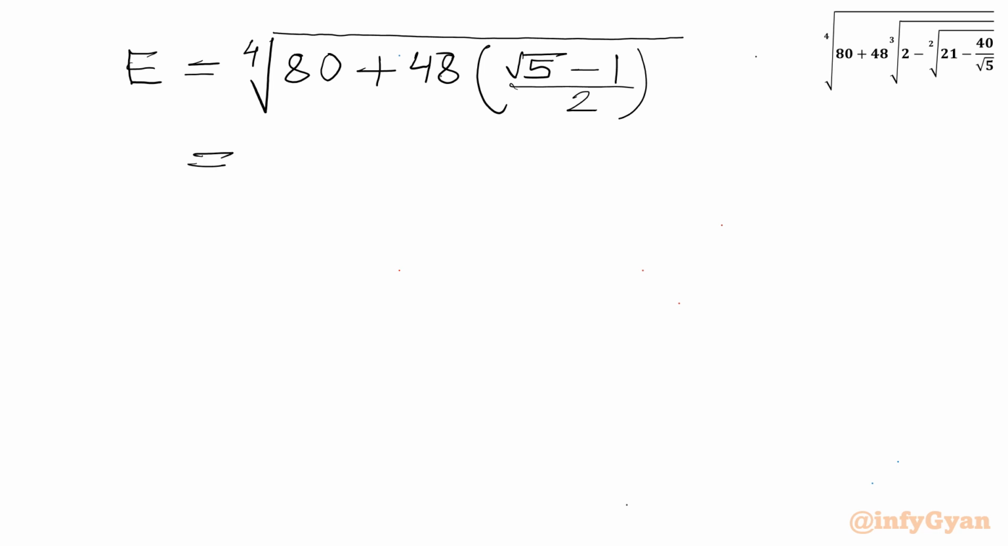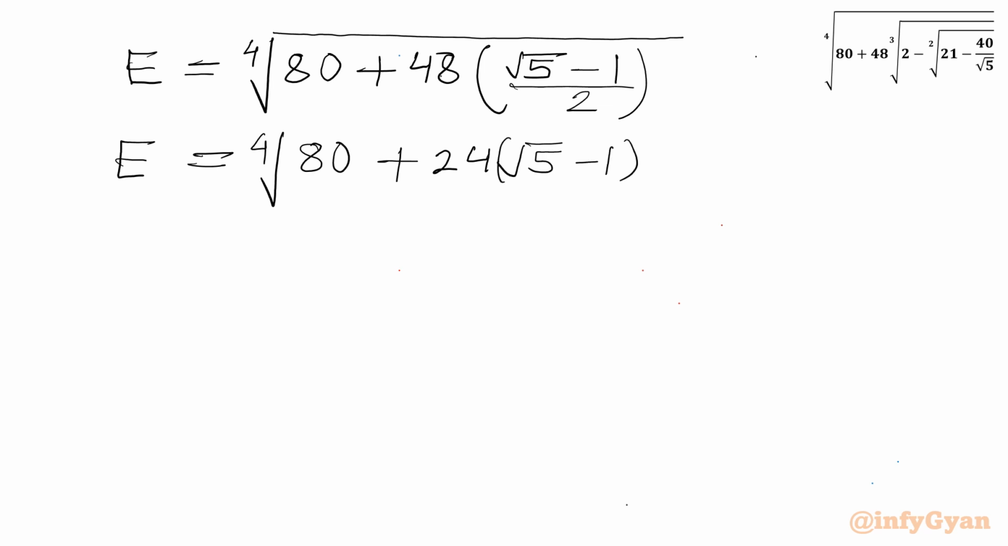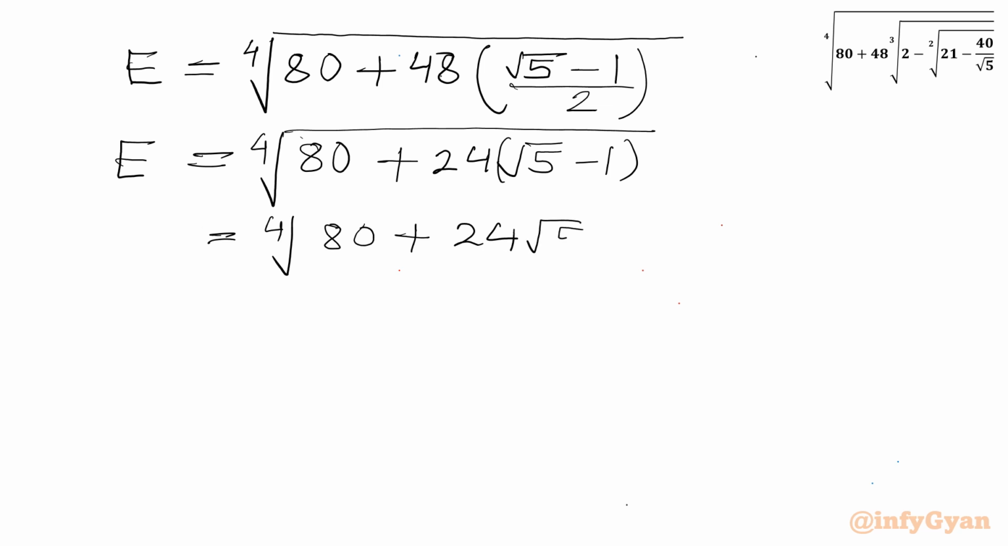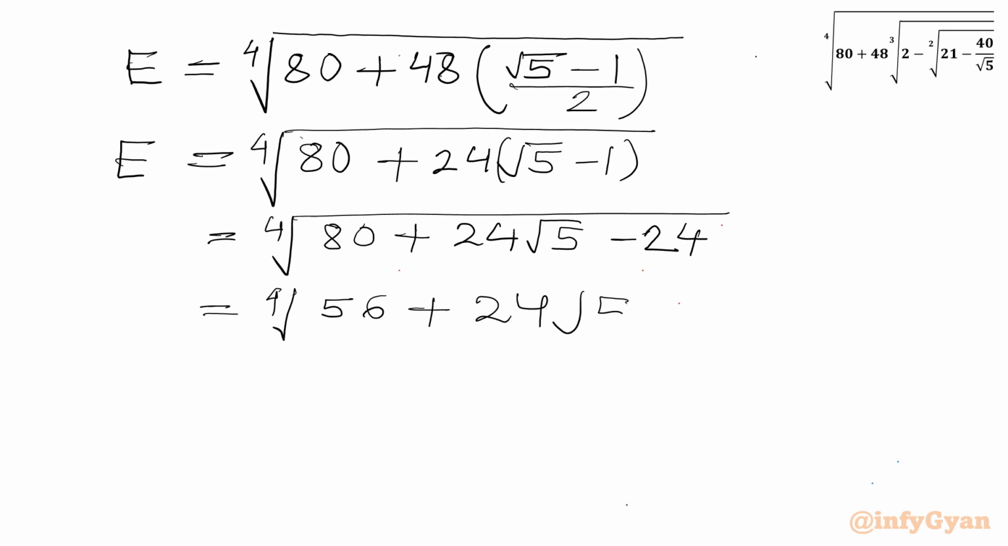So I can write here expression E equal to the 4th root of 80 plus 24 times (root 5 minus 1). Let us simplify. The 4th root of 80 plus 24 root 5 minus 24. 80 minus 24 is 56. The 4th root of 56 plus 24 square root 5.